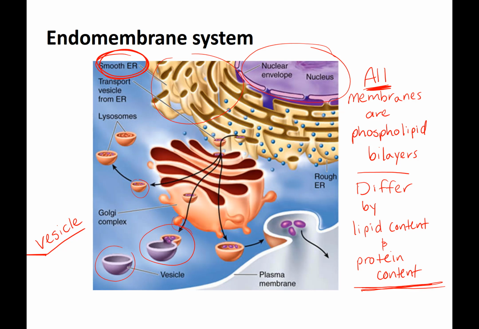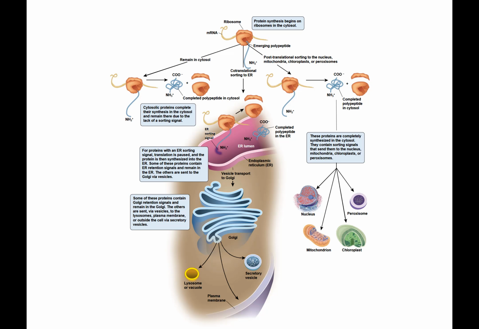Okay, so that's the endomembrane system, this internal membrane system consisting of the nuclear envelope, the smooth and rough ER, the Golgi, lysosomes, and peroxisomes. Where the endomembrane system is most talked about is in protein synthesis.